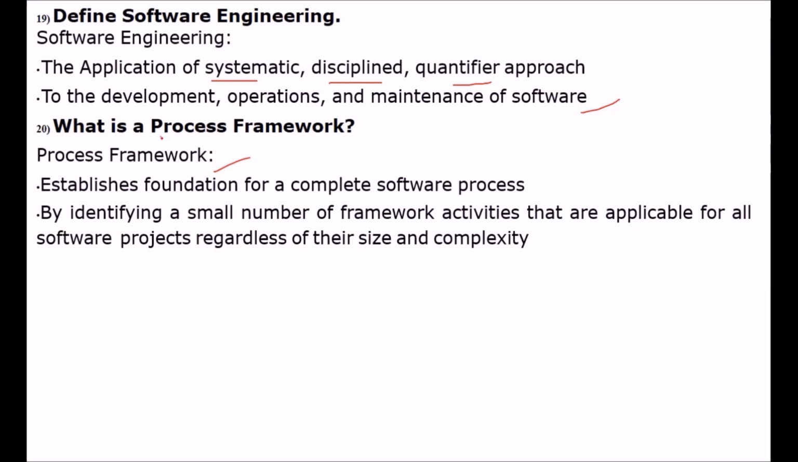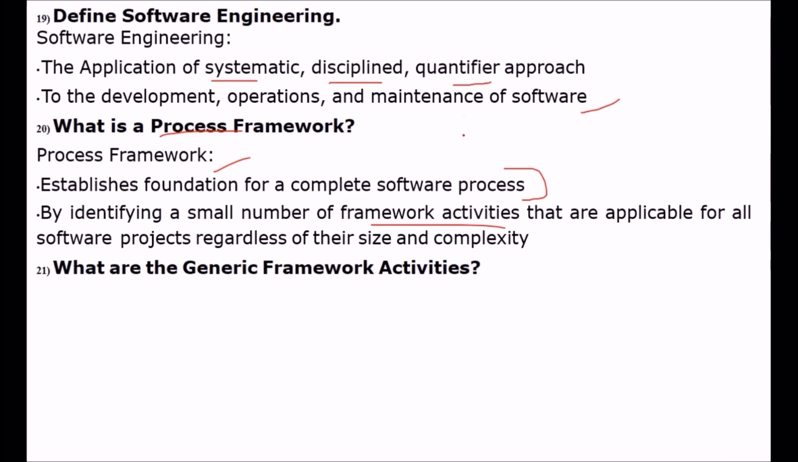What is a process framework? Processes are the most important part. In later stages, you will be learning about CMMI, ISOs and Six Sigma, where the most important parts are processes only. So we have to define the process framework. A process framework establishes the foundation for a complete software process by identifying a small number of framework activities that are applicable for all software projects, regardless of their size and complexity.